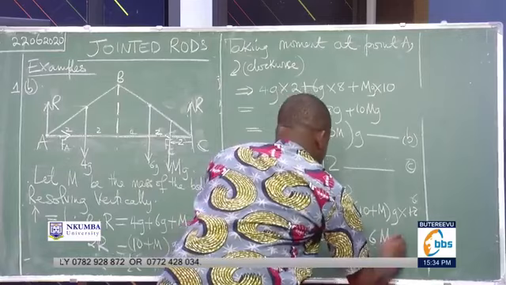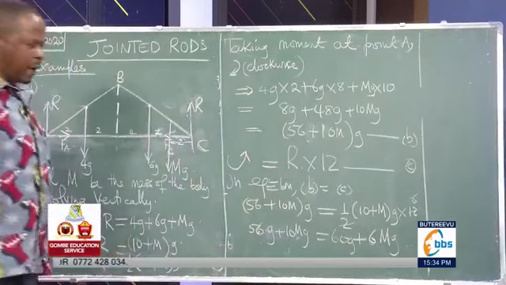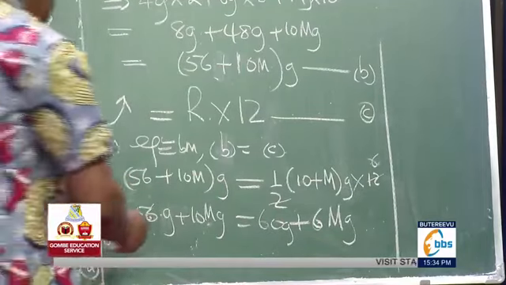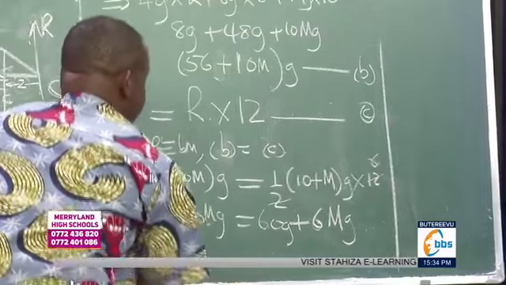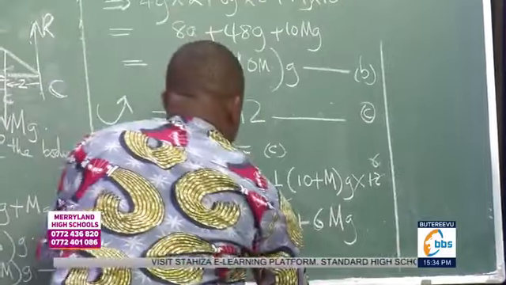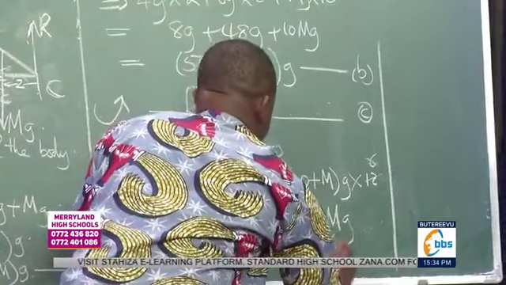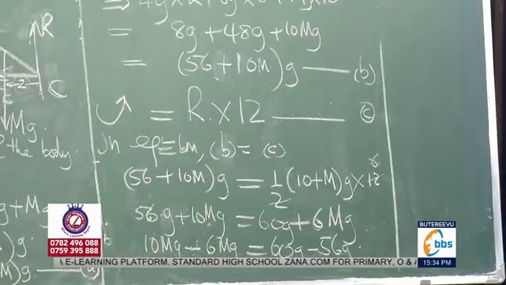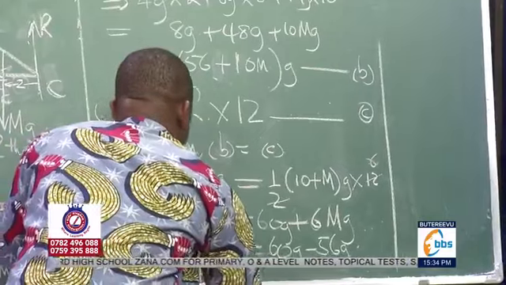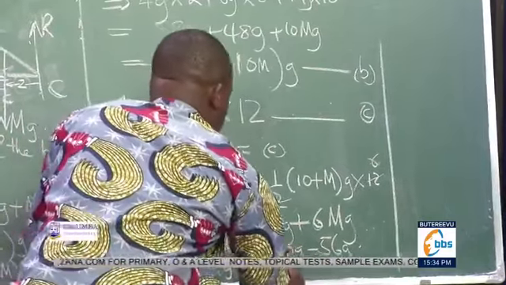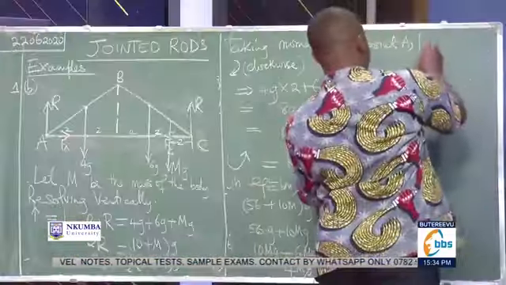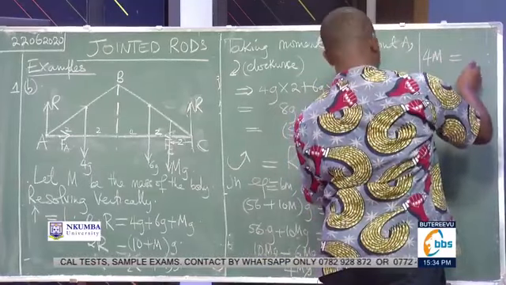They all have a G on them. If we collect like terms, mg with mg and 60 with 56, we shall have 10 mg minus 6 mg, giving us 60 g minus 56 g. 10 minus 6 will give us 4. So 4 mg will also be equal to 4 g. So the g will cancel, and we have 4m being equal to 4.